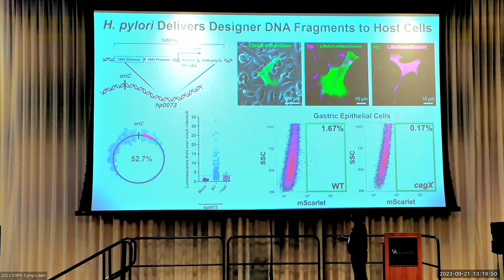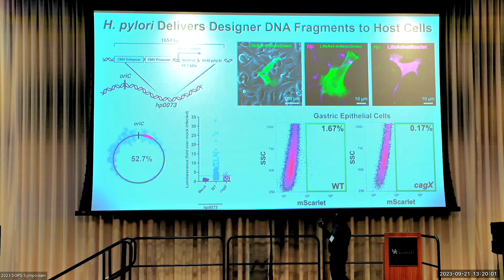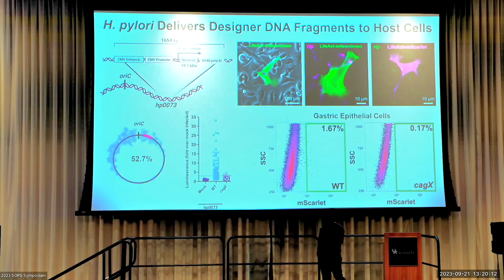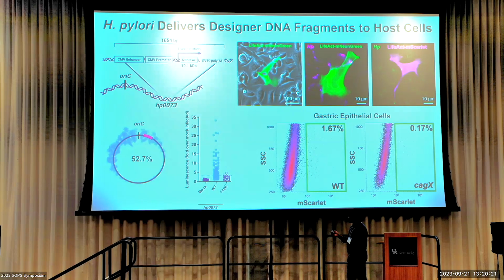Also, when we replaced this nanoluciferase reporter gene construct with other reporter molecules such as mNeonGreen and mScarlet, and infected human cells with the wild type strain, we were able to see that this DNA can get translocated into the human cells and start expressing. To get more quantitative data on this, we did flow cytometry analysis, and you can see here that upon wild type infection, there is a significantly higher number of fluorescently positive cells compared to the Cag-negative strains.